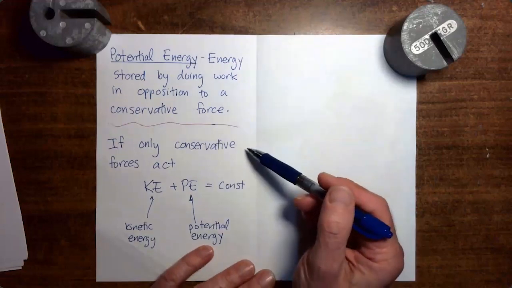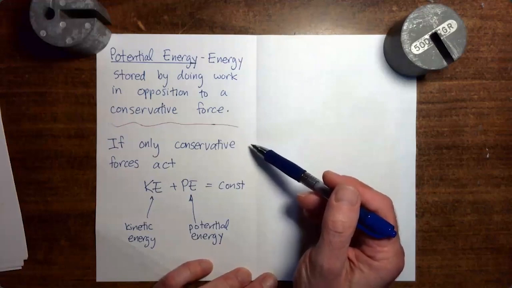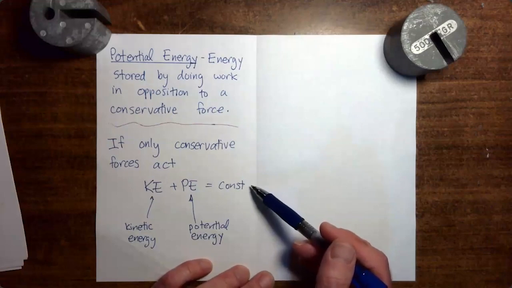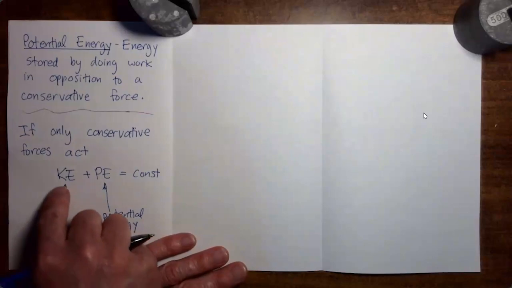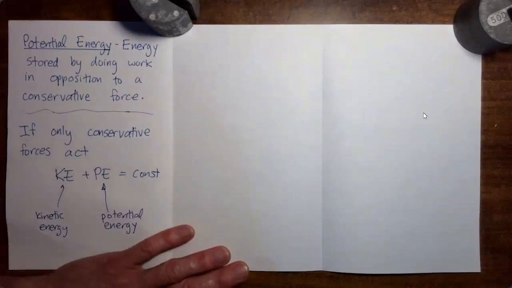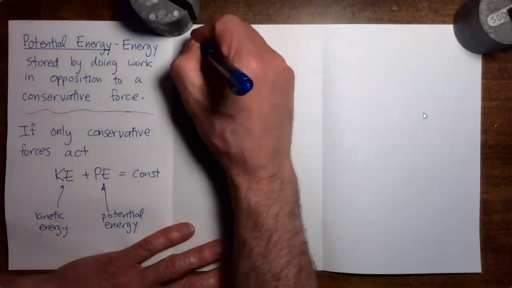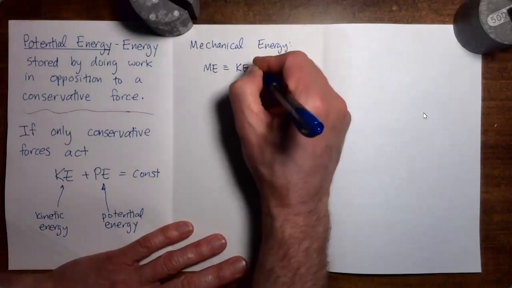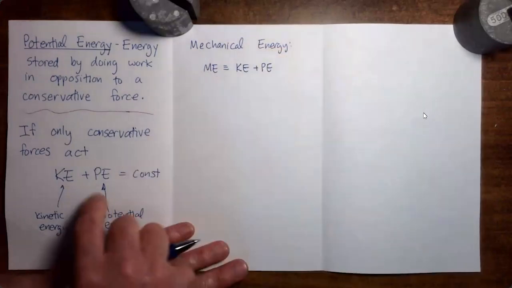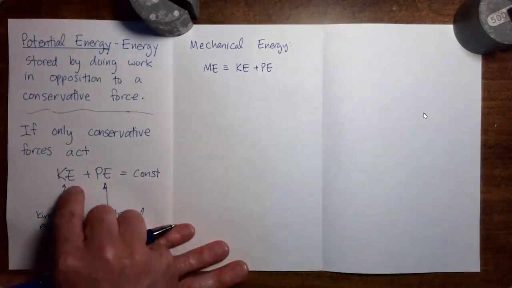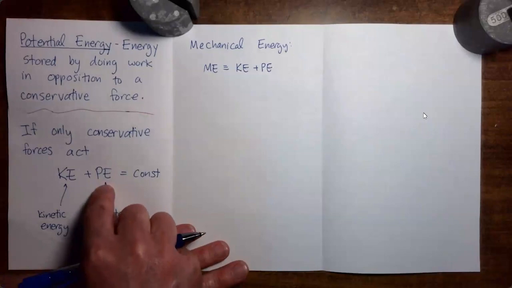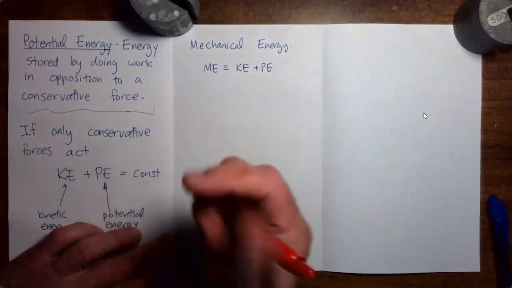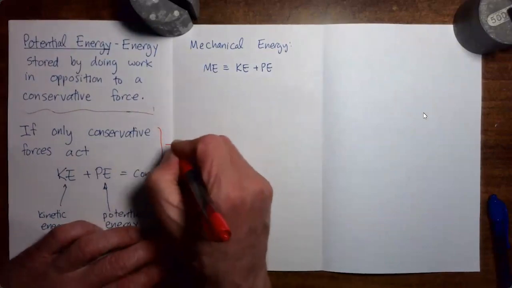We can say that in a situation where only conservative forces are acting, the combination of kinetic energy and potential energy is a constant. The combination of kinetic and potential energy is what's known as the mechanical energy. So the mechanical energy is, by definition, the sum of kinetic energy and potential energy. So this statement, which says that kinetic energy plus potential energy equals constant when only conservative force is acting, is often known as conservation of mechanical energy.